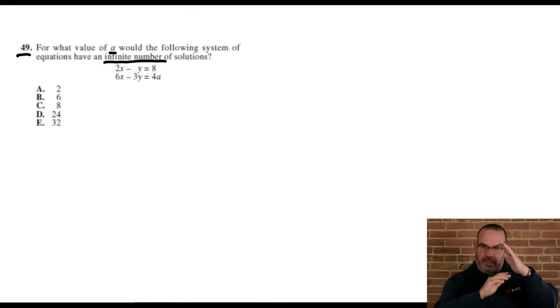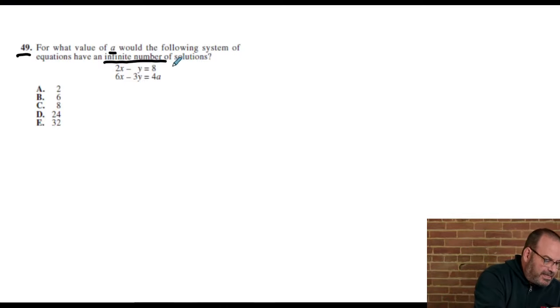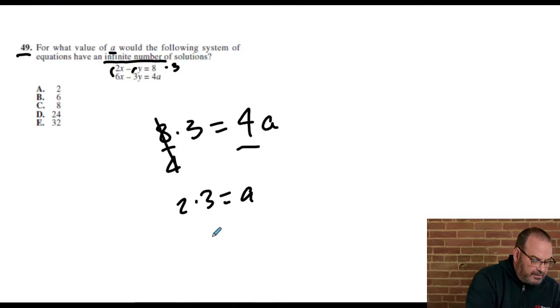If we go back to when I drew the red line over the black line, they are exactly the same. That is the infinite number of solutions. So I've got to turn the top line into the bottom line. So if I multiply the top by 3, 2 times 3 is 6, negative 1 times 3 is negative 3, so 8 times 3 equals 4a. Divide by 4, I get 2 times 3 equals a, or a equals 6. Answer choice B.